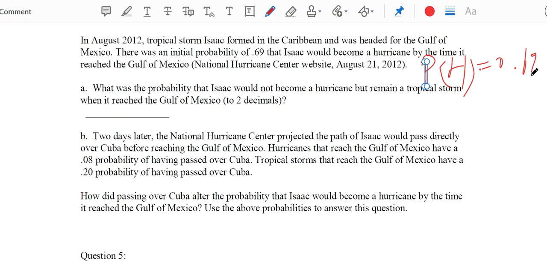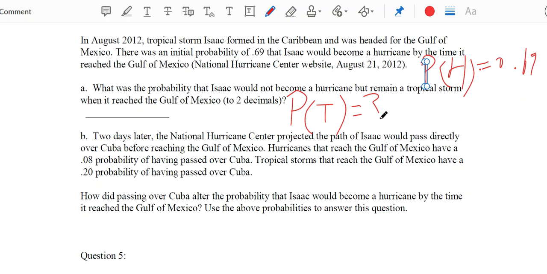Now we look at the first question. What was the probability that Isaac would not become a hurricane but remain a tropical storm when it reached the Gulf of Mexico? We are asking for the probability that it will still be a tropical storm. After I explain the relationship between hurricane and tropical storm, you will know this storm can either be a tropical storm or turn into a hurricane. So a hurricane and a tropical storm are complement events.